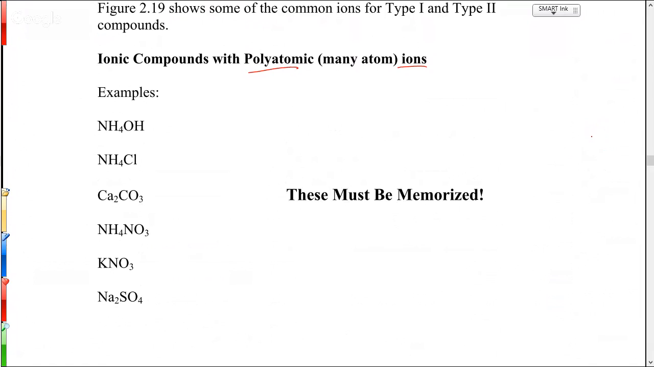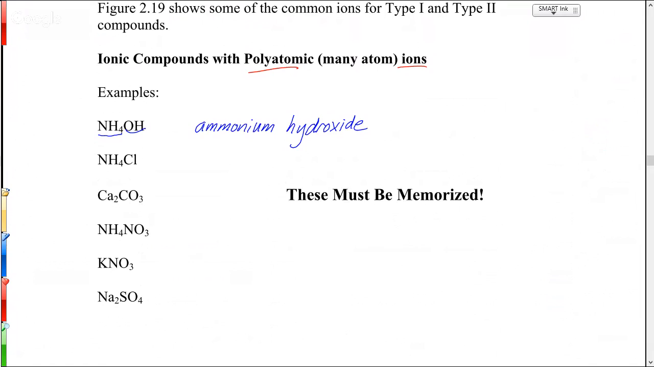Yeah, so this one is ammonium hydroxide, made from ammonium and hydroxide. If you didn't know those ions, you'd think it was like nitrogen, hydrogen 4, oxygen, hydrogen. I don't know how you would name that. But you just need to know that that's made of 2 ions, ammonium and hydroxide, by recognizing that NH4 is ammonium and OH is hydroxide.